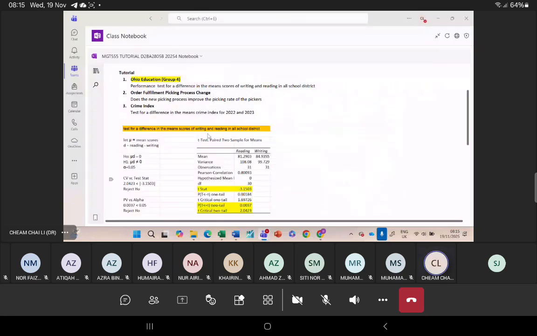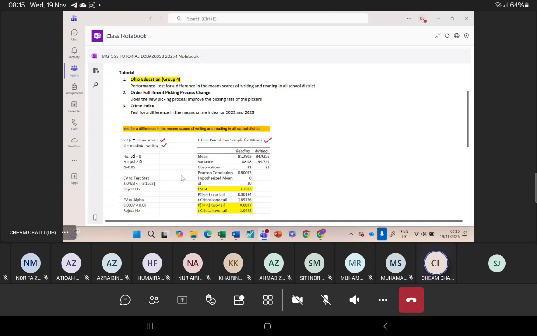Okay, you have all the questions here. Yeah, you have the mean. You define it as mean scores, and then difference is reading minus writing. And this is the hypothesis. You need to use this hypothesis because these two are referring to the same source.